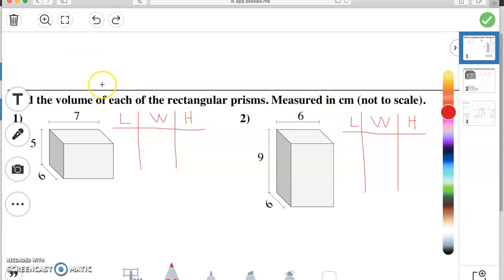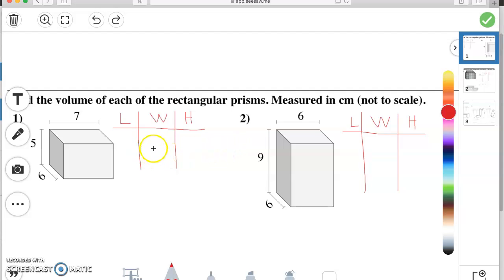Our first thing that we're working on is finding the volume of rectangular prisms, and these are measured in centimeters, and it says they're not to scale. The first thing I always do if I'm asked to do this is I draw a length, width, and height chart, I'll call it an LWH chart for short, and that just helps me to stay organized.